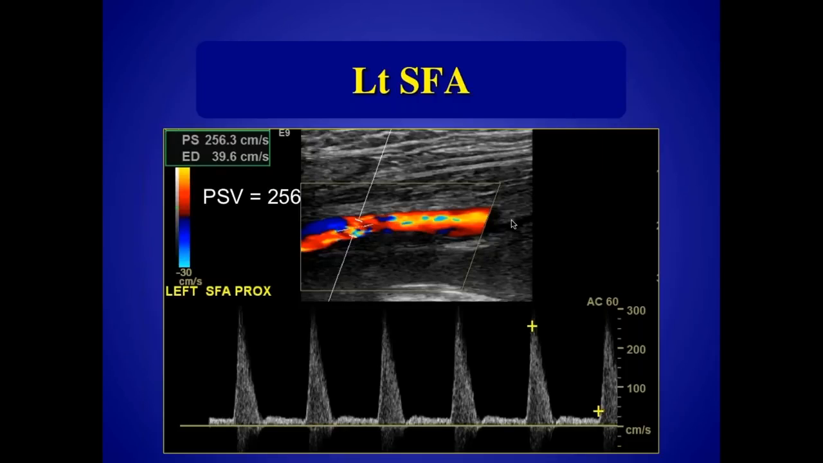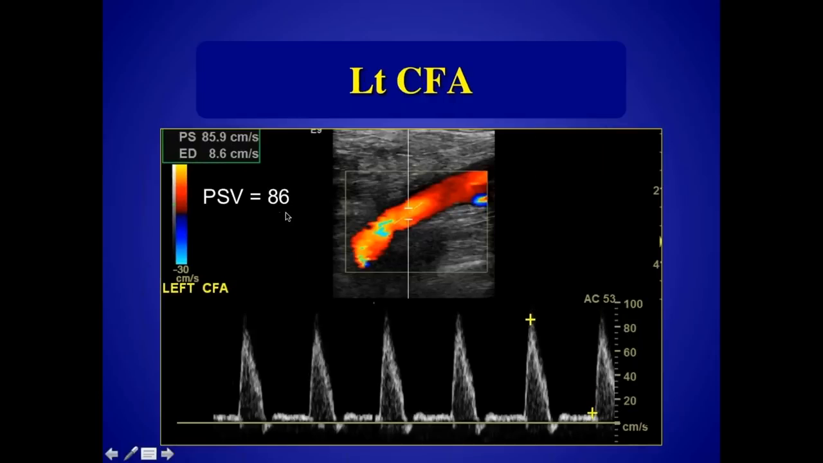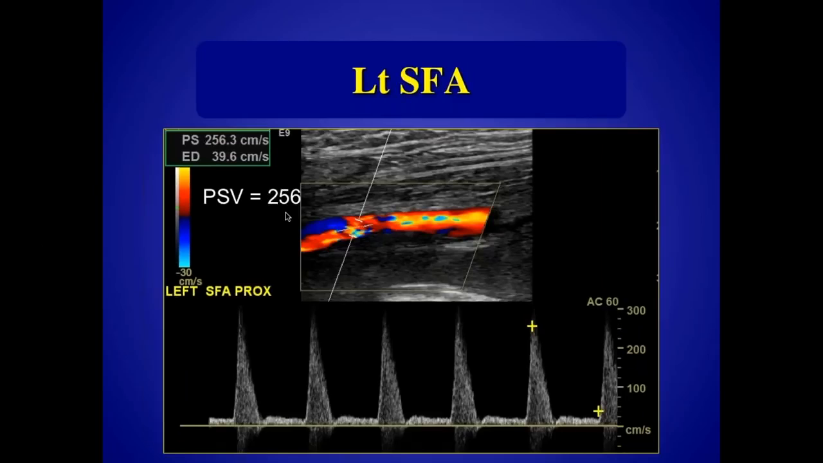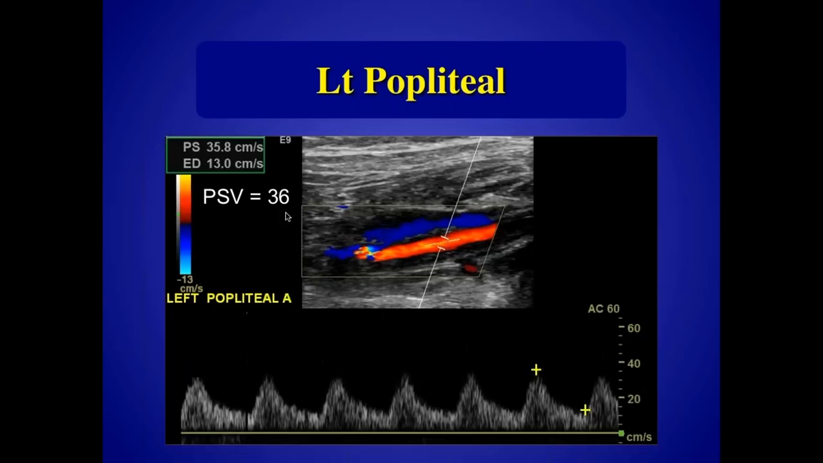And when we place the sample volume, we search for the highest velocity, which in this case is 256 centimeters per second. So we went from 86 in the normal proximal segment to 256, about a 3-to-1 increase in velocity. Again, putting us in that 50 to 75% range.